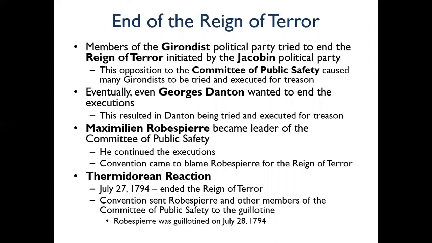Okay, so the Thermidorian Reaction was on July 27, 1794. The Reign of Terror ended. The Convention sent Robespierre and other members of the Committee of Public Safety to the guillotine. Robespierre was guillotined on July 28, 1794.